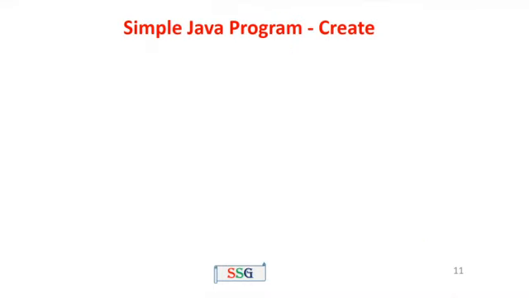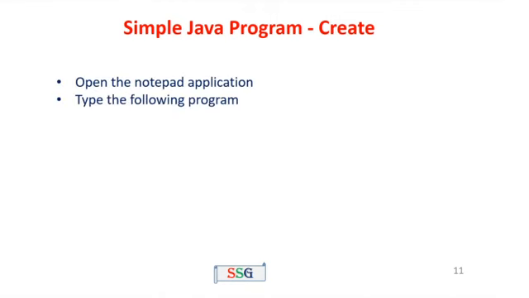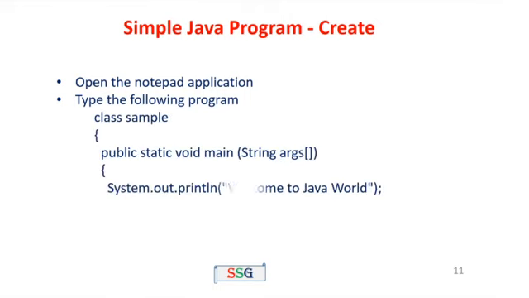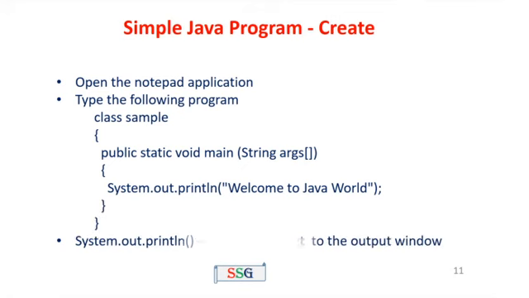Okay. The next one, how to create a simple Java program. Create the Java program. Open the Notepad application, or any text editor. Okay. Type the following program: class sample open curly brace, public static void main string args, System.out.println welcome to Java world. Here System.out.println displays the text to the output window.